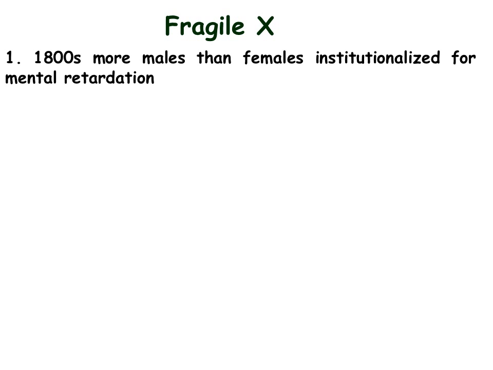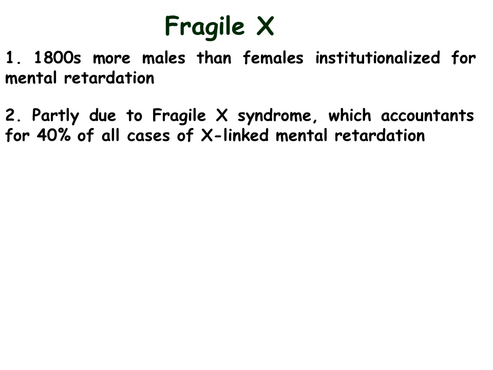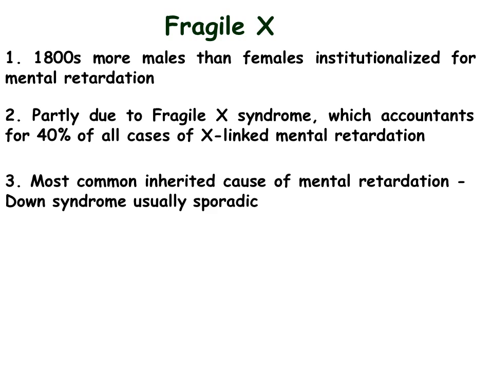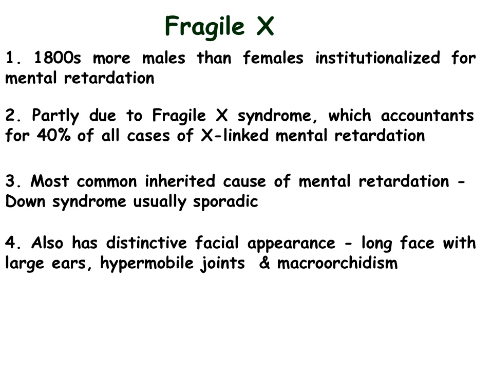In the 1800s, they noticed that males more than females were institutionalized for mental retardation. And we now know that this is partly due to something called Fragile X syndrome. And it counts up to 40% of all cases of X-linked mental retardation. Now, most inherited causes of mental retardation are Down syndrome, which, of course, these are sporadic. They're not necessarily inherited from one generation to the next.